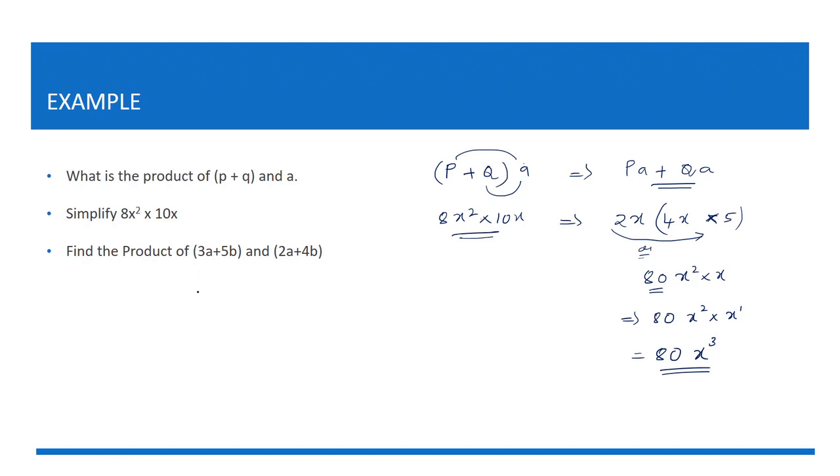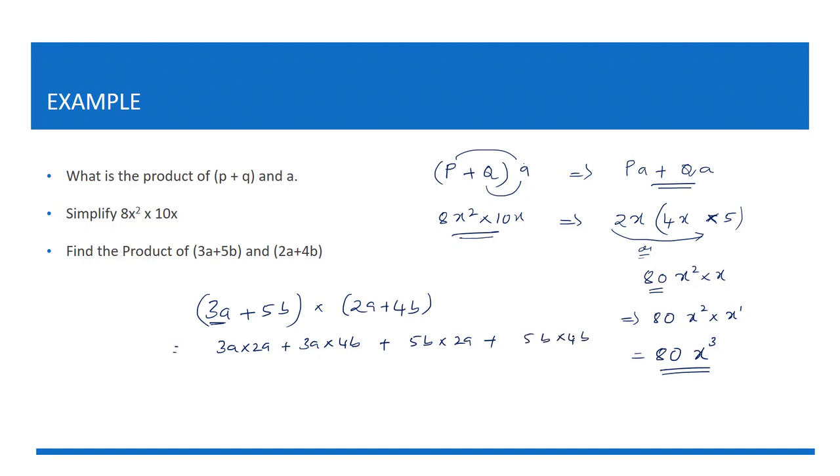Now find the product of 3a plus 5b and 2a plus 4b. Now let us start working on this. First start with this and multiply these things. So 3a into 2a, let me write it down: 3a into 2a plus 3a into 4b plus 5b into 2a plus 5b into 4b.